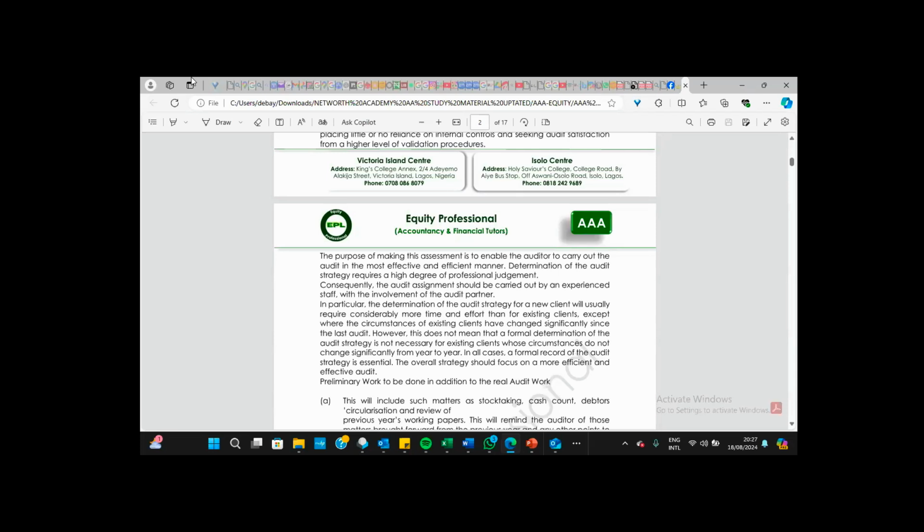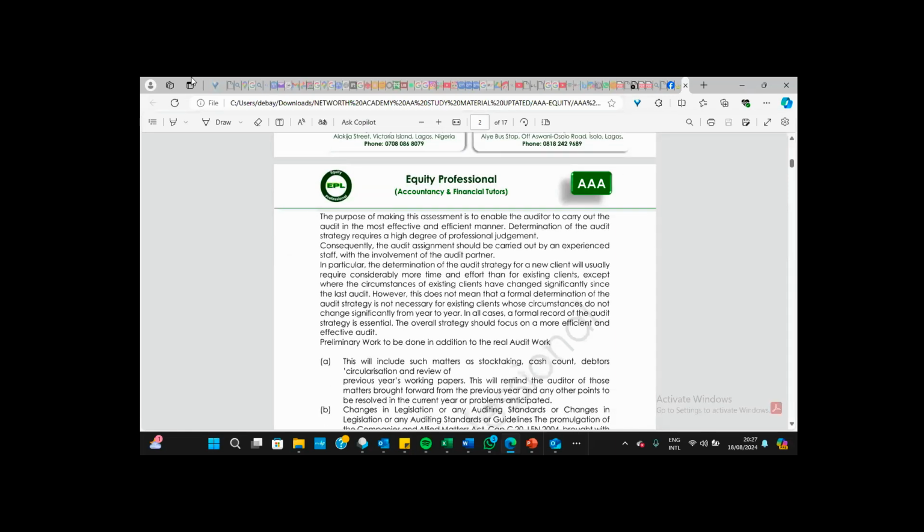Okay? Because stock, your inventory, is part of your balance sheet item. That is your statement of financial position item. And you have it in your statement of financial position. So the figure you have in the statement of financial position must be correct, and that should take cognizance of the balances you have as at the stock count.